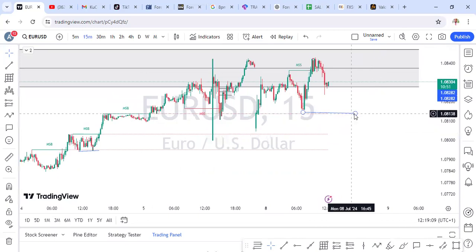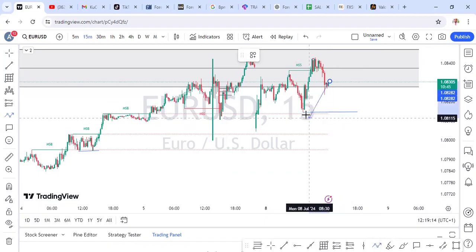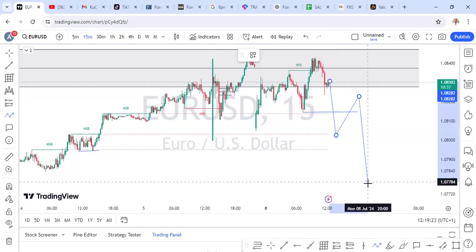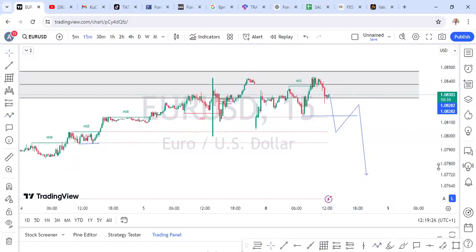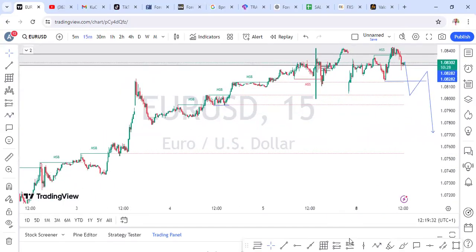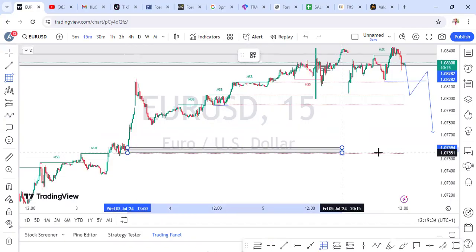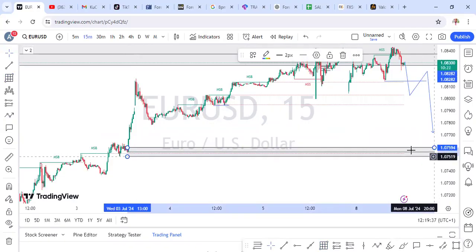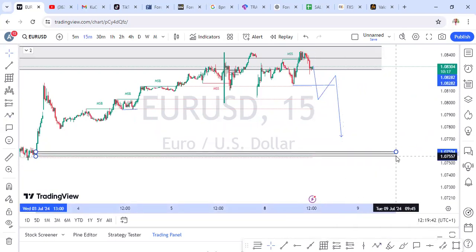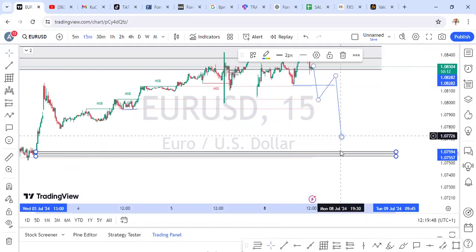For us to sell Euro USD now, we want to see price, this is the low that caused this, I want to see price taking out this low. That will give us a shift in market structure so that we can sell. And on 15 minutes, where this is the structure base here, if we are selling, we can sell to this 15-minute order block here. So we can sell to what? This 15-minute order block here.